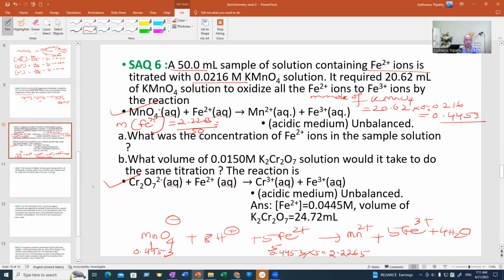Millimoles by milliliter is the molarity. So it is 0.0445. That is the answer given here also, which says that our calculation is correct.